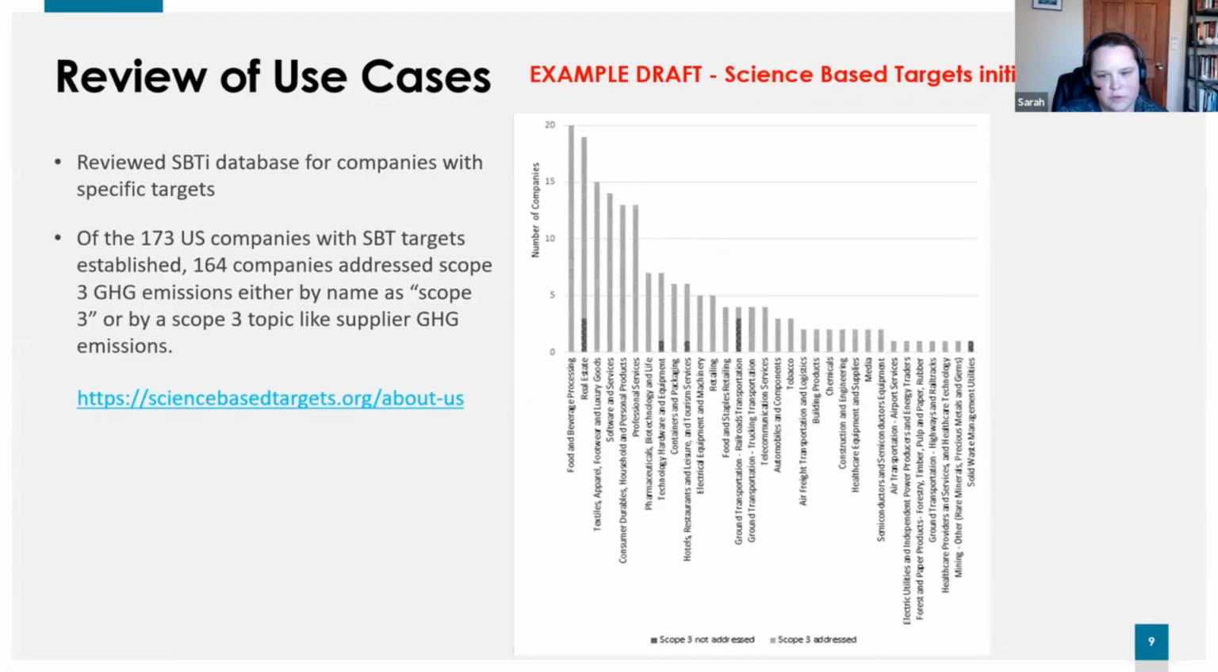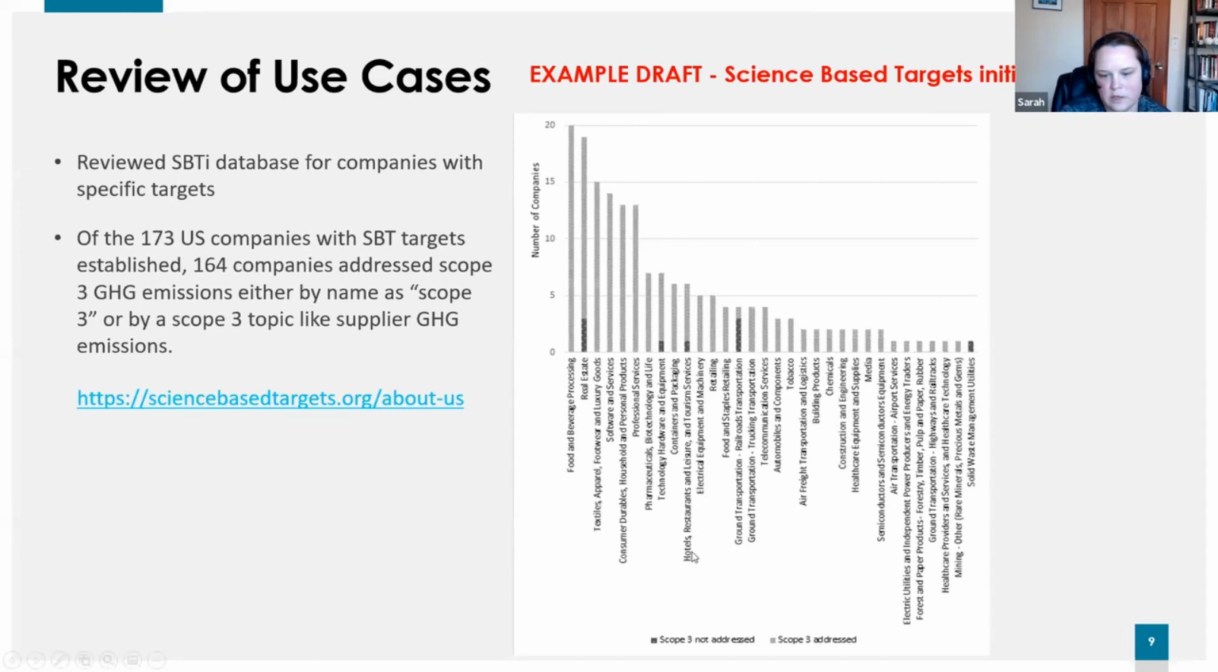We've also been looking at specific use cases where individual companies may report that, for example, 70% of their organizational GHG emissions might be associated with their supply chain or something similar. And one example of this, one of our members looked at the Science-Based Target Initiative and mined that open database to see what sectors were reporting specific targets, and then within those sectors, which ones were not addressing Scope 3 and which ones were.